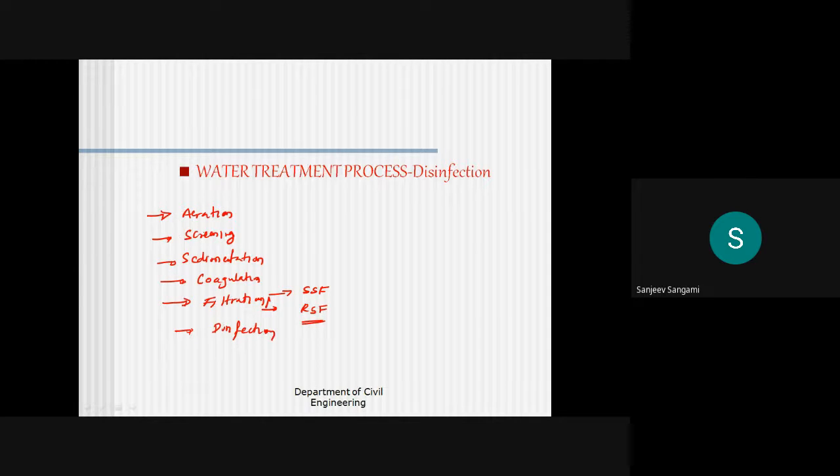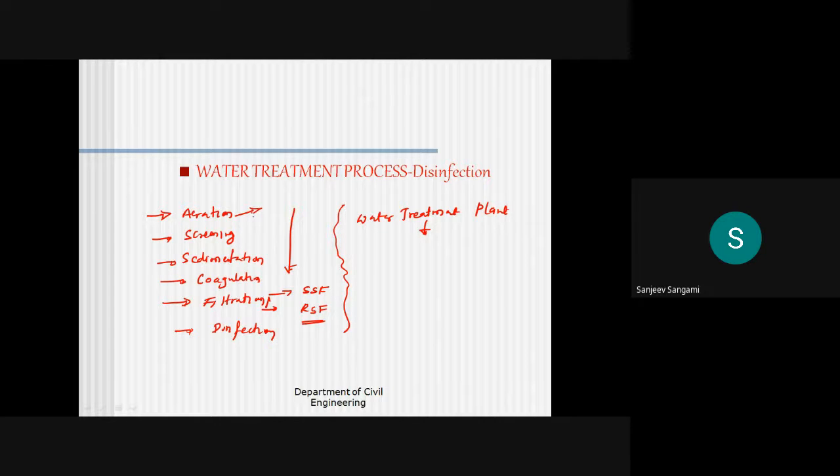It's a hierarchy. Even your water treatment plant should satisfy all these units, whatever we covered. The hierarchy should be from this to this side. Of course, we know the aeration.